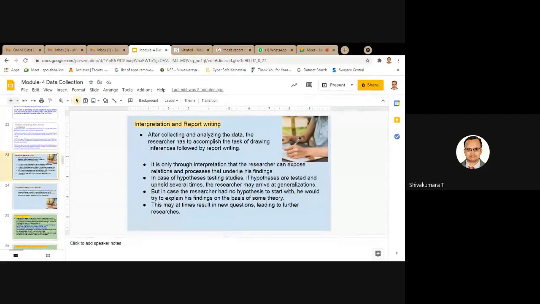Once the data is collected and you've applied some statistical methods to analyze the data, after such things happen, the researcher has to accomplish the task of drawing inferences, followed by report writing. Report writing is the last step for this research course. Okay. So what is interpretation? Interpretation is that the researcher can expose relations and processes that underlie his findings.